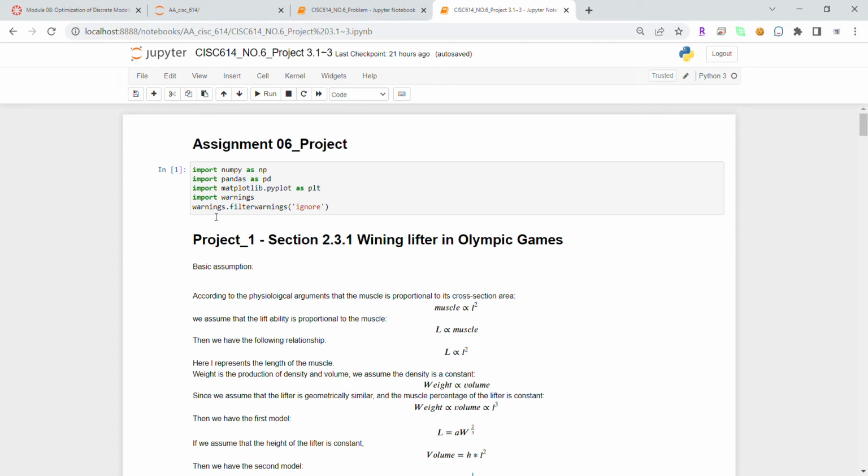So in project 1 of section 3, we use linear regression to resolve section 2.3 and 1, which is the winning lifter in Olympic Games problem.